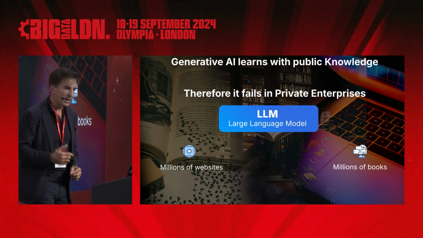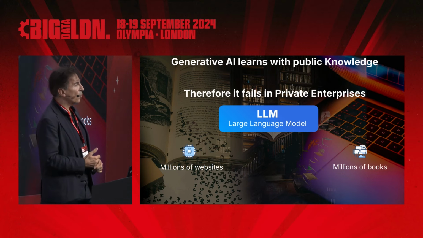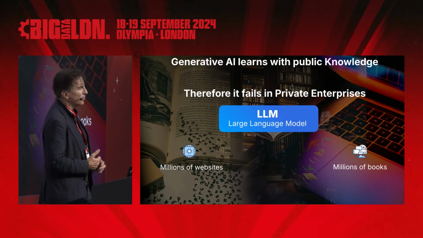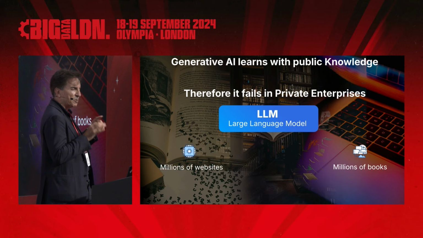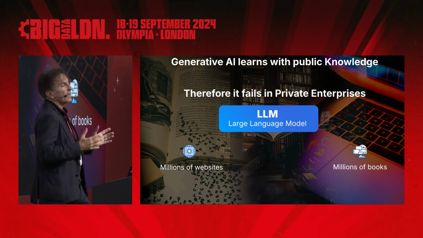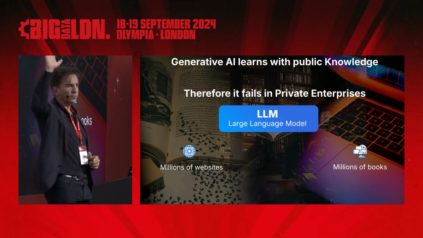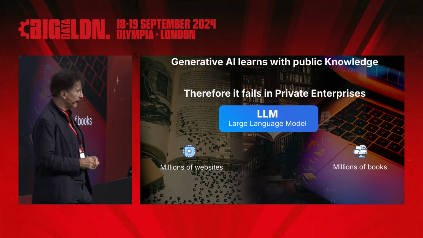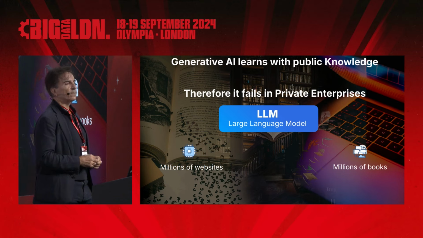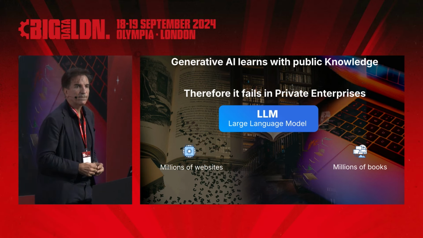So I would like to ask a question here. Who of you have been using, doing a POC, or just doing something with generative AI? Okay. How many of your POCs are in production right now? Very few hands. Why?